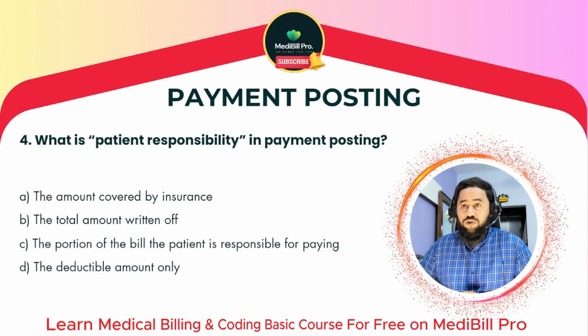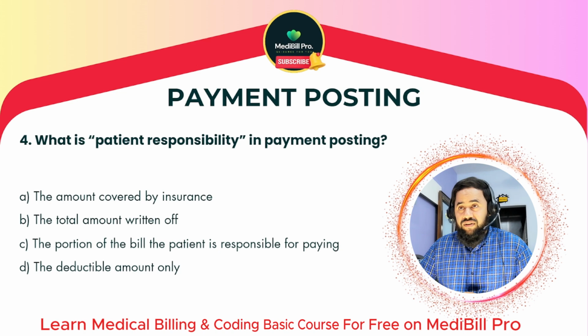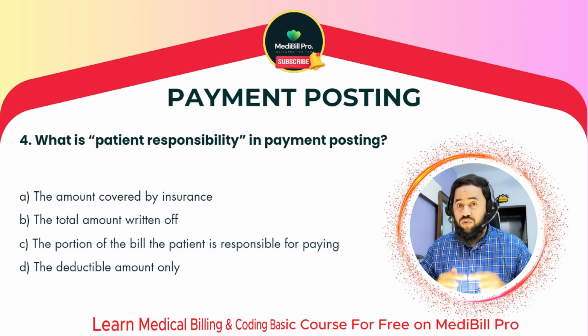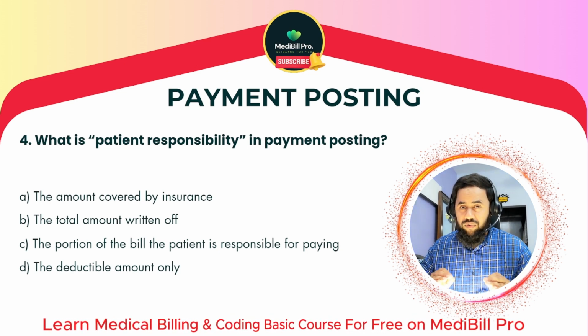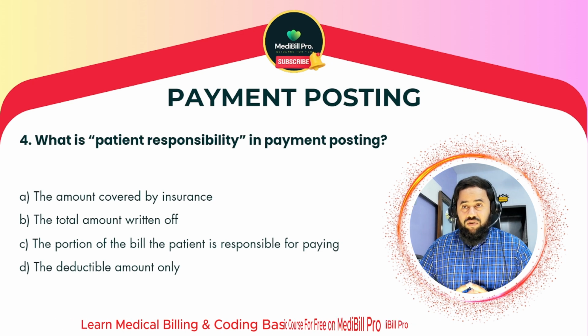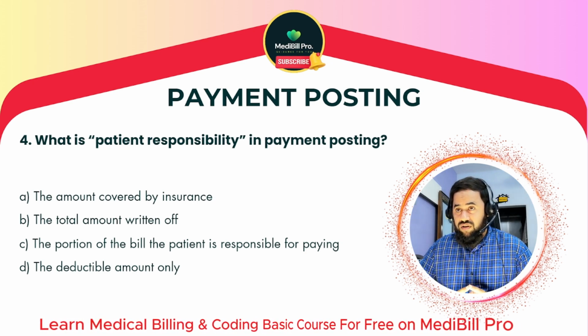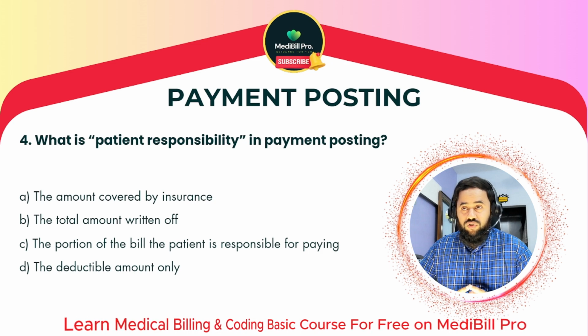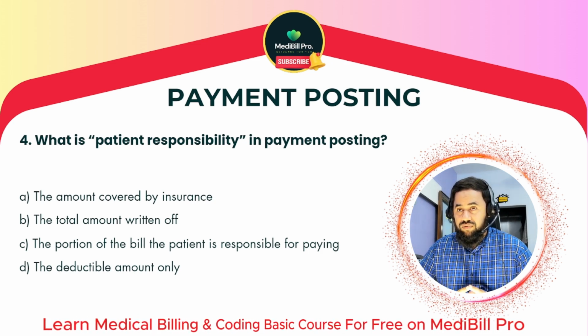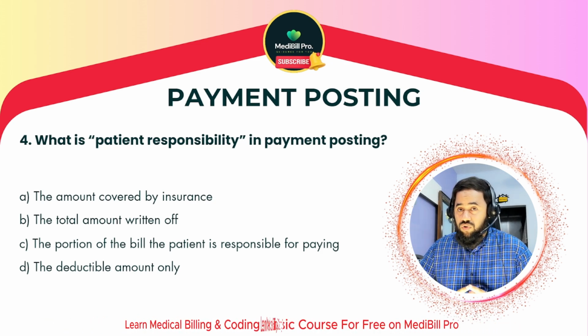So what is question number four? What is patient responsibility in payment posting? That is quite an important question, and you need to memorize this one. Option A is the amount covered by the insurance company. Option B is the total amount written off. Option C is the portion of the bill the patient is responsible for. Option D is the deductible amount only.